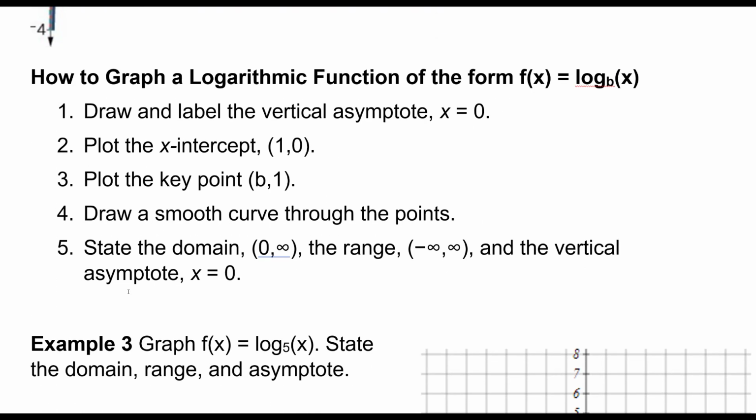So how do you graph a logarithmic function of the form f of x equals log base b of x? Draw and label the vertical asymptote x equals 0. Plot the x-intercept at 1, 0. Plot the key point at b, 1. Draw a smooth curve through the points. State the domain, 0 to infinity, and the range, -infinity to infinity, and the vertical asymptote.